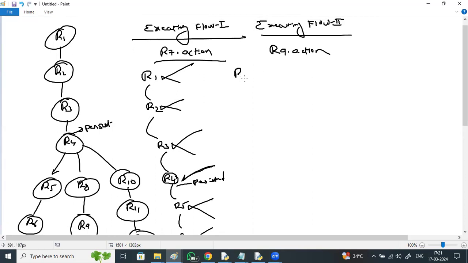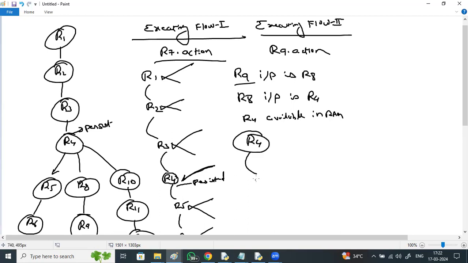First, R9 dot action means it will check R9's input is R8. R8's input is R4. R4 is available in RAM to give its output. Understand here? To execute R9, R9 has to get its input from R8. R8's input is R4, and R4 is available in the RAM. So the flow will be R4 giving its output to R8, R8 to R9. That's it. This is the flow. So it executes only R8 and R9.